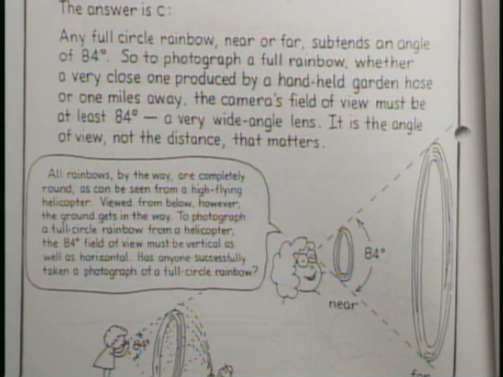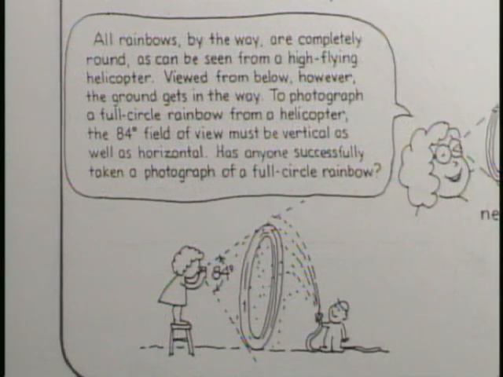And the lady says down below here, all rainbows, by the way, are completely round, as can be seen by a high-flying helicopter. Viewed from below, however, the ground gets in the way. To photograph a full circle rainbow from a helicopter, the 84-degree field of view must be vertical as well as horizontal. Has anyone successfully taken a photograph of a full circle rainbow?